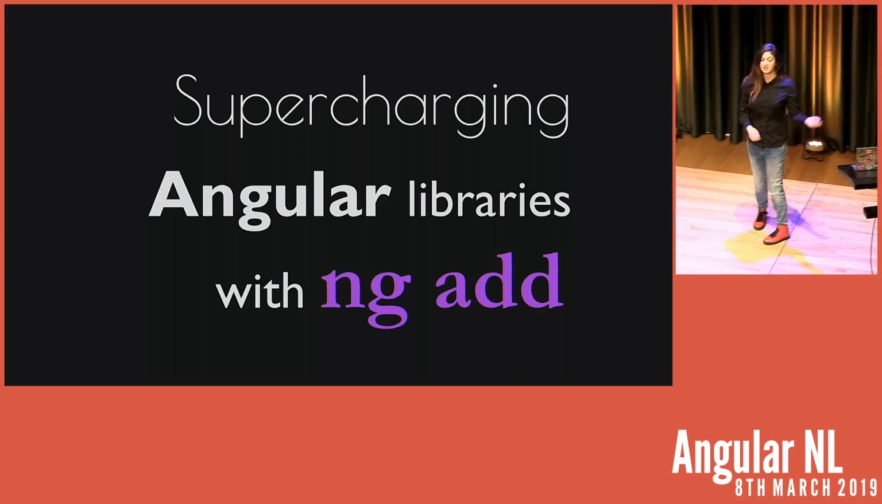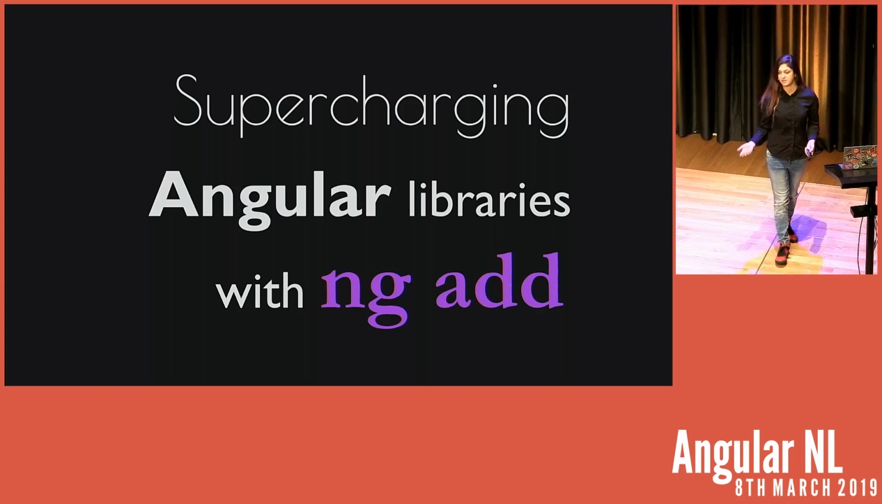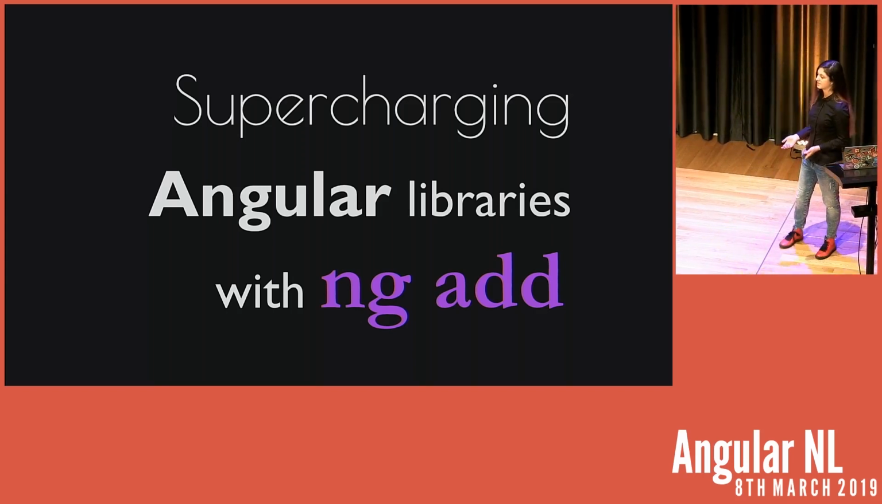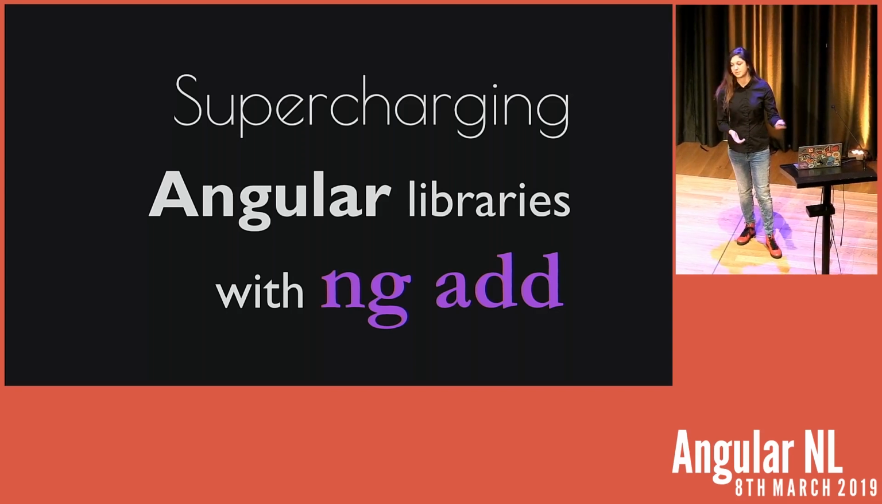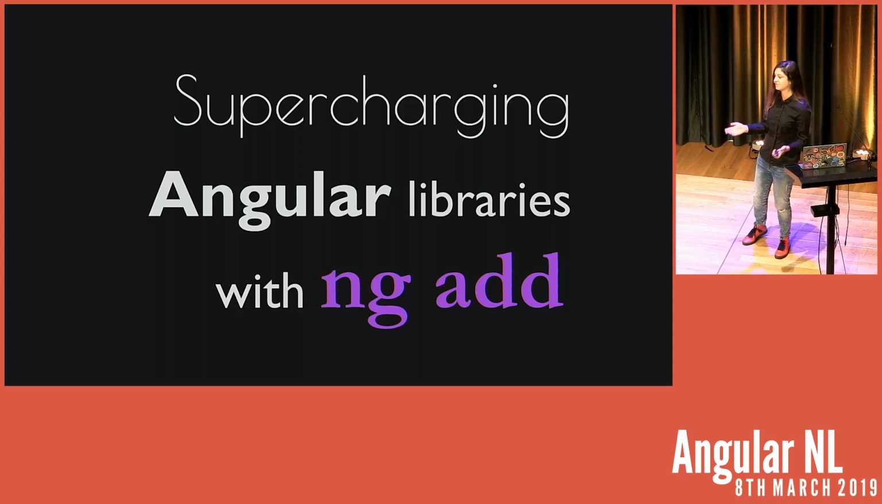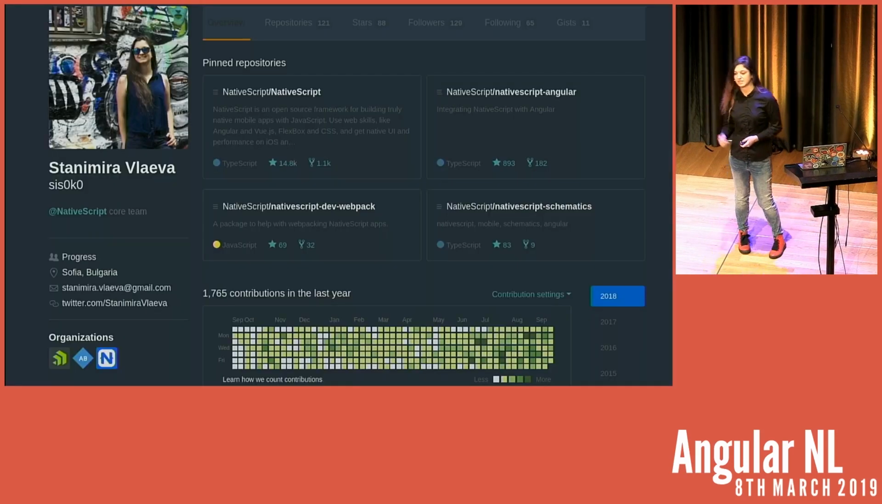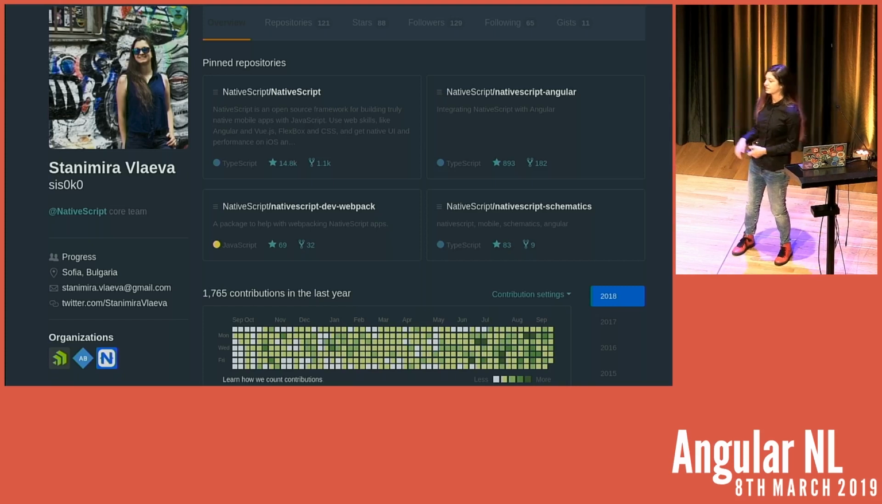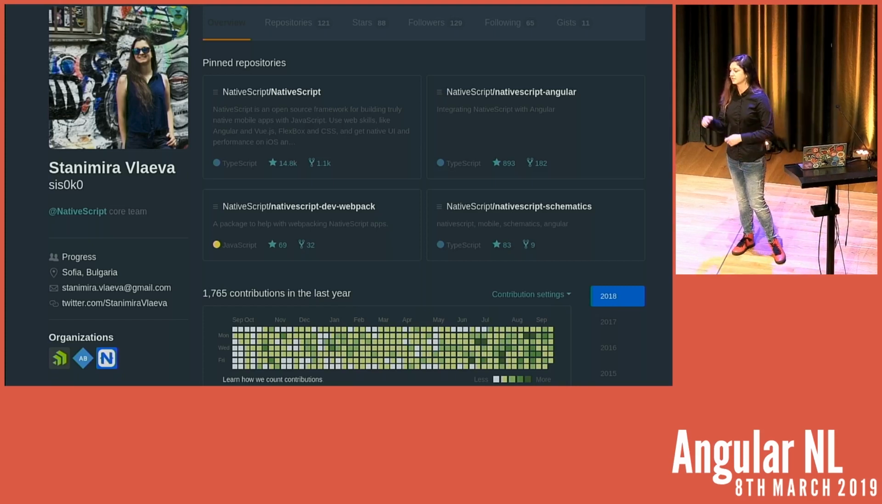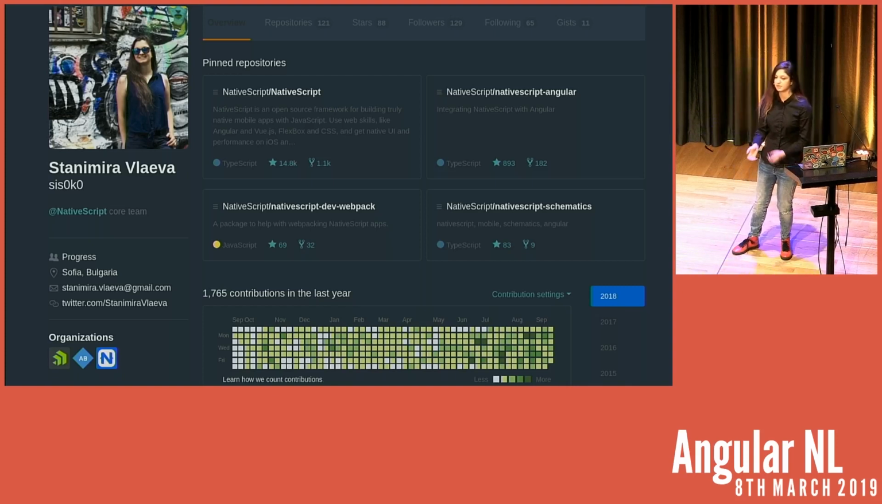that's better. Okay, so my topic today is how we can use the Angular CLI and a tool called Schematics to make our library setup, and our life in general, easier. But first things first, my name is Stanimira Vlaeva. I work for Progress, and I work on a very cool project called NativeScript. Basically, I'm taking care of NativeScript Angular, NativeScript Schematics, and the NativeScript Webpack plugin. And I'm also a Google developer expert for Angular and web technologies.